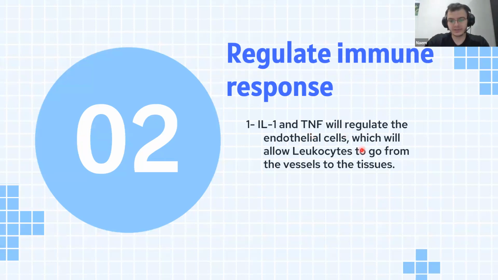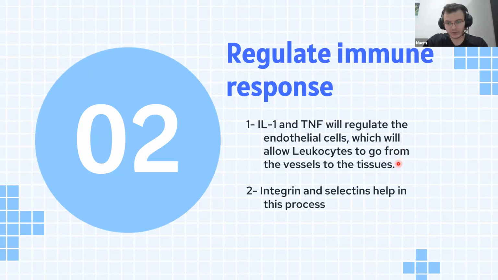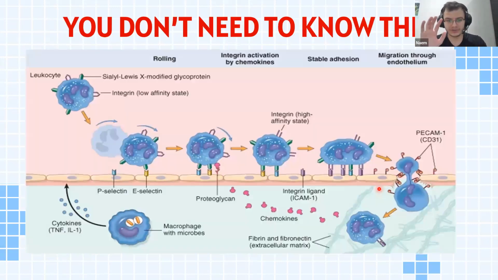I'm going to get into more details about that. But for now, please know that there's something called interleukin-1 and TNF. Very important two things to know. Again, there's something called integrins and selectins that I'm going to talk about in the next picture. It will allow us to understand it more.